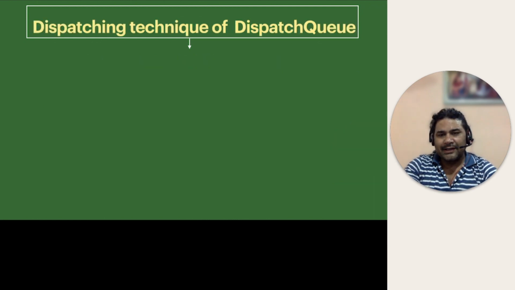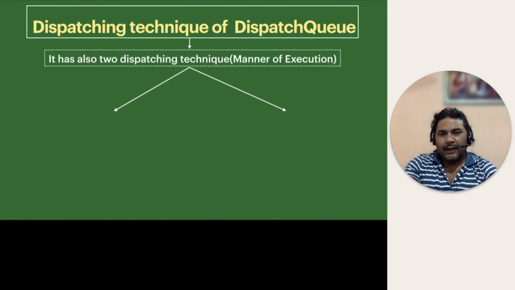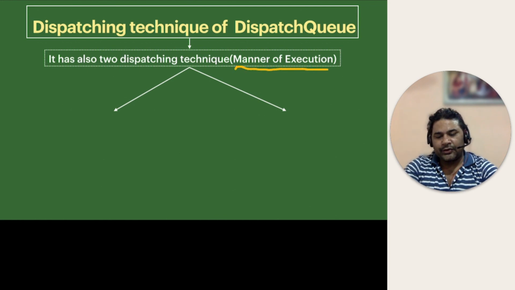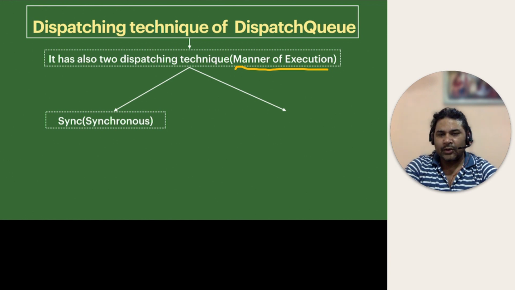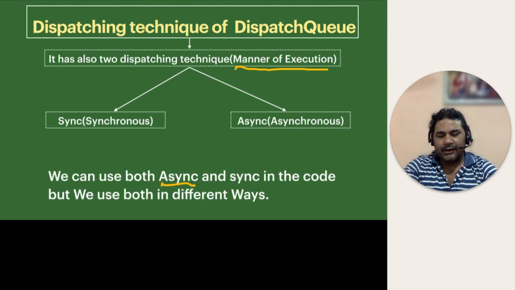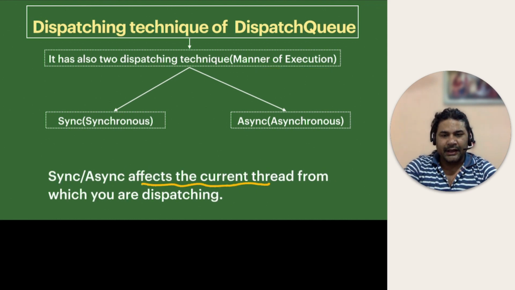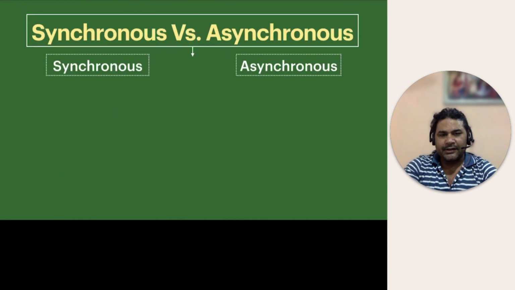Next is the dispatching technique of the dispatch queue. It also has two dispatching techniques, also called the manner of execution. First is sync, also called synchronous, and the other is async, also called asynchronous. We can use both async and sync in the code, but for different purposes. Sync and async affect the current thread from which you are dispatching. Here we will discuss the difference between synchronous and asynchronous.